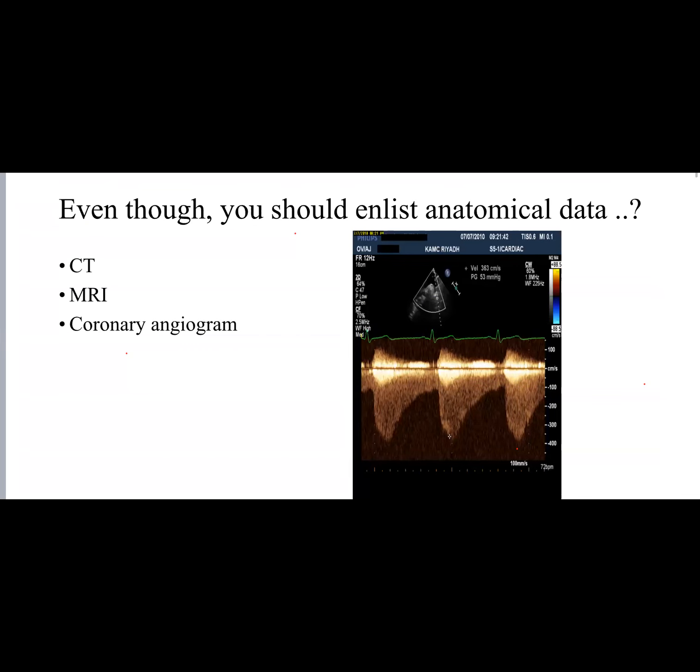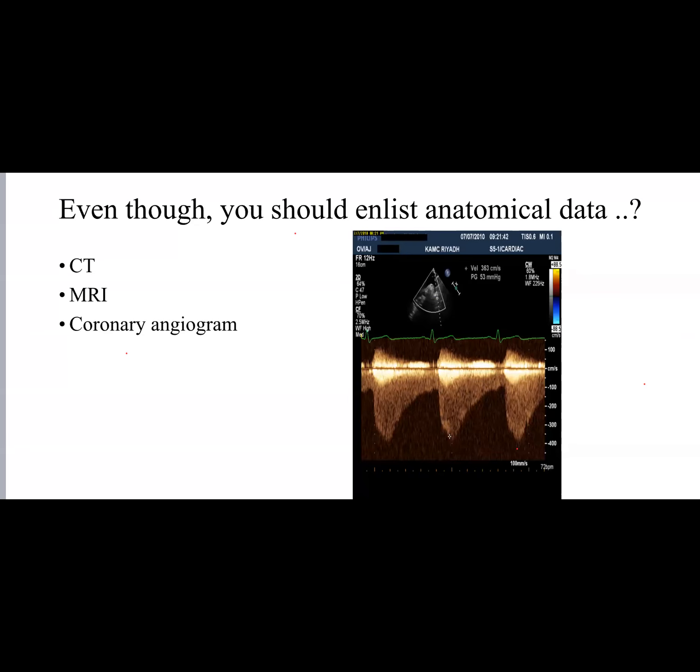Now, this signal here, even though you get it so nicely and so clear like this, you should enlist anatomical data. Do you agree or disagree? If in echo I have seen this signal, this is coarctation, right? You agree? Is that enough to diagnose coarctation severity and I have to stop here, or do I have to go for CT, MRI, and or coronary angio?